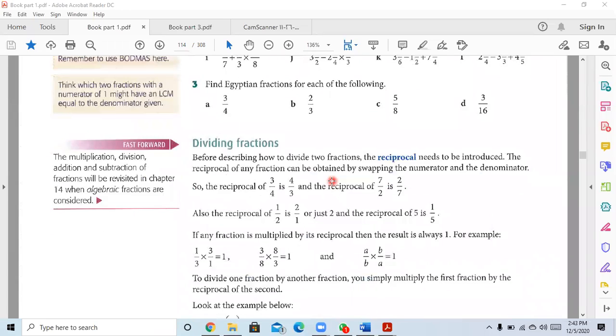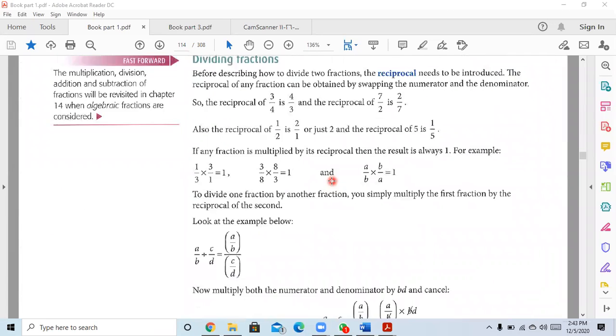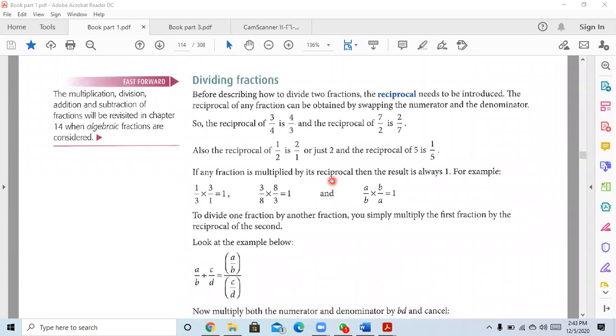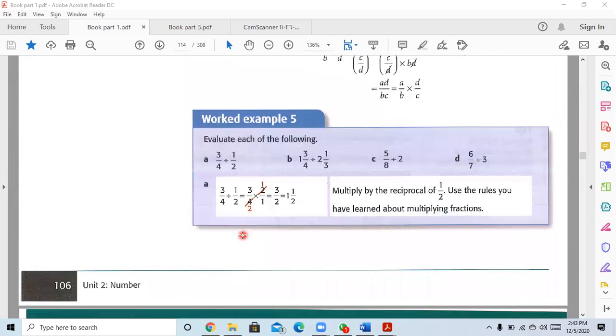So other questions you will solve by yourself. Now next part is dividing fraction. Dividing fraction is also an easy one. Okay, so you will make the dividing fraction into multiplication fraction, that I will tell you. That's why we say before describing how to divide two fractions, the reciprocal needs to be introduced. Okay, so for solving such type of question, reciprocal means you change from upper position to lower or lower position to upper. Let me show you the first example.